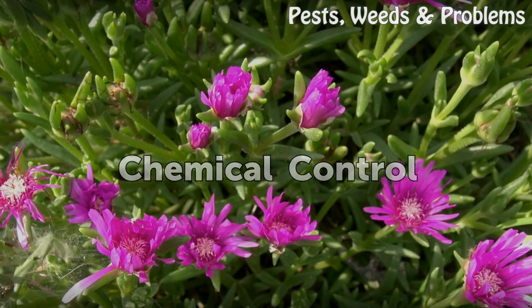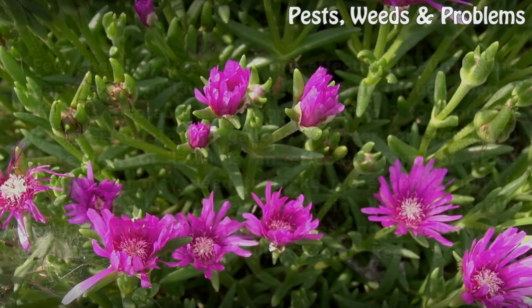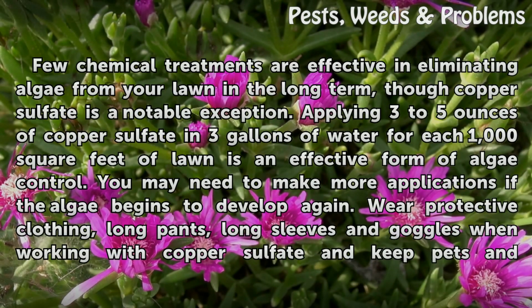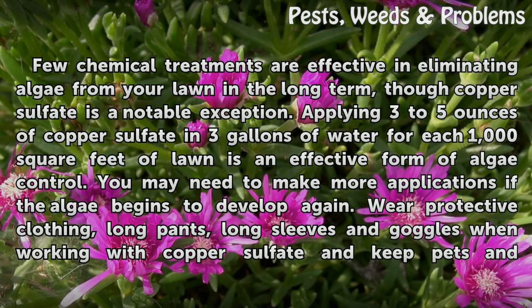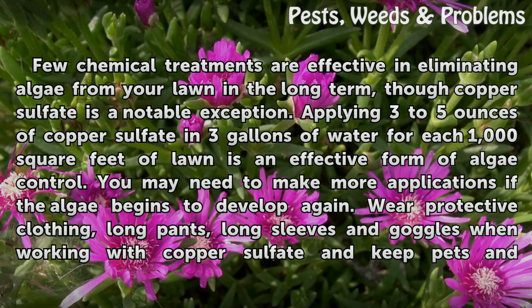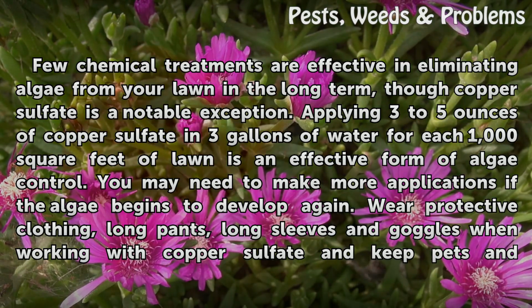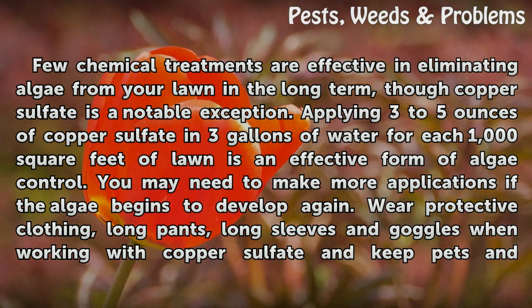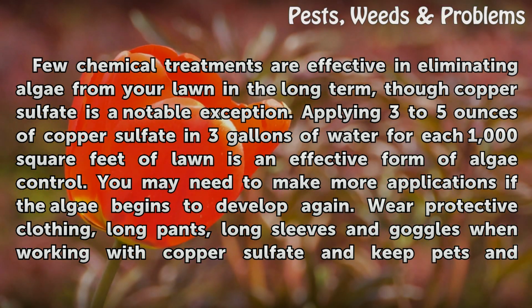Chemical control. Few chemical treatments are effective in eliminating algae from your lawn in the long term, though copper sulfate is a notable exception. Applying 3 to 5 ounces of copper sulfate in 3 gallons of water for each 1,000 square feet of lawn is an effective form of algae control.